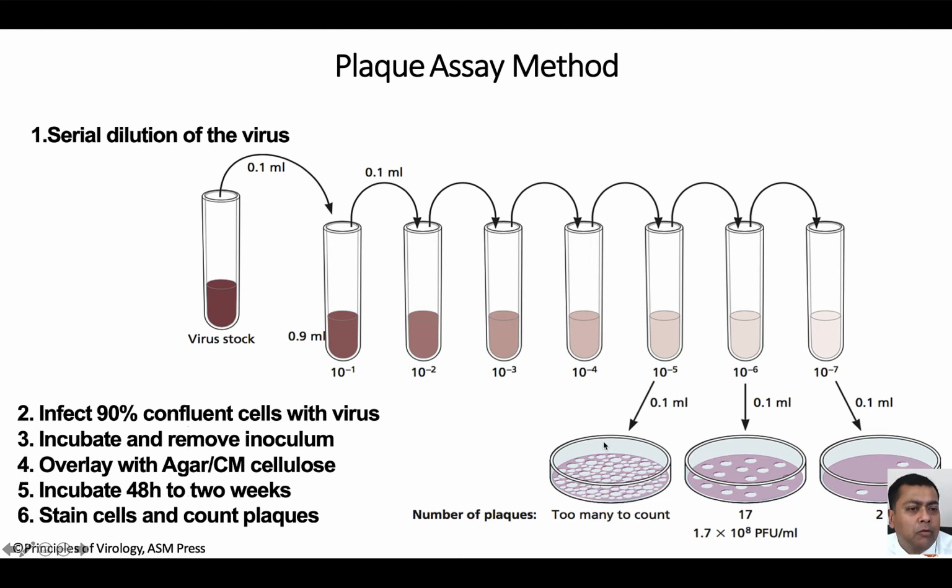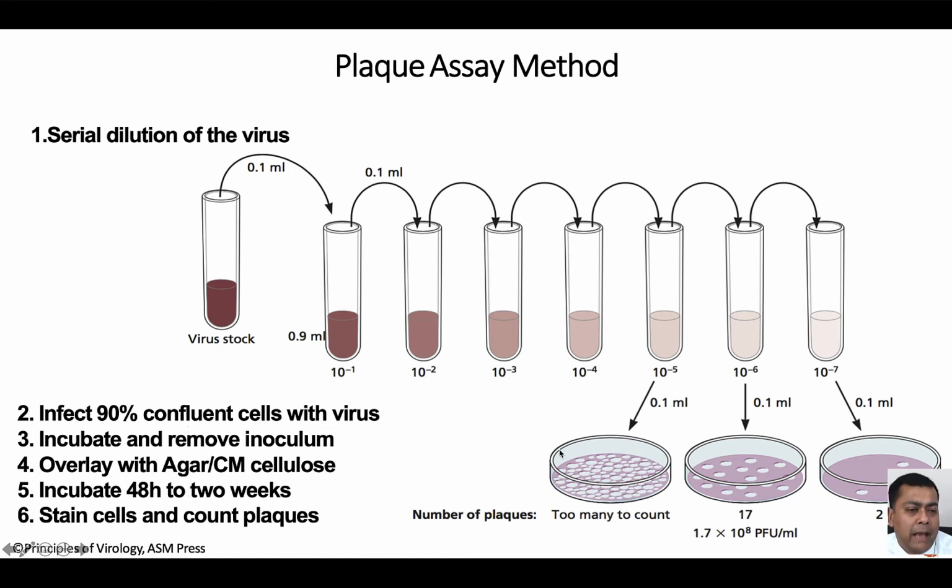You just add that inoculum, leave it there, and then you remove that 0.1 ml by washing the cells gently with some plain media without any viruses. So all the virus which were suspended in the media, they are out. You have taken them out. And so you remove the inoculum.